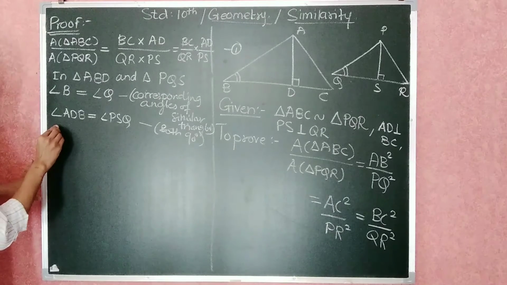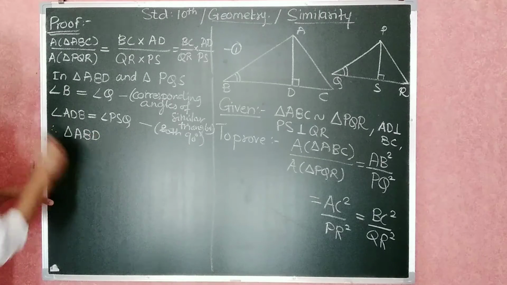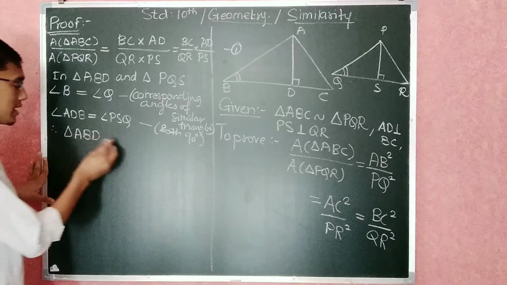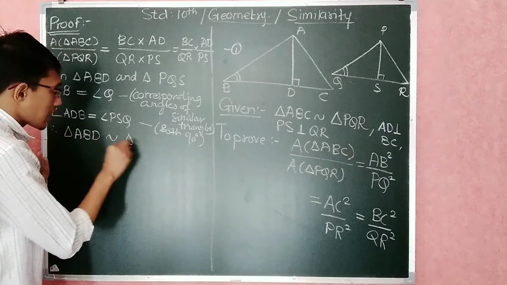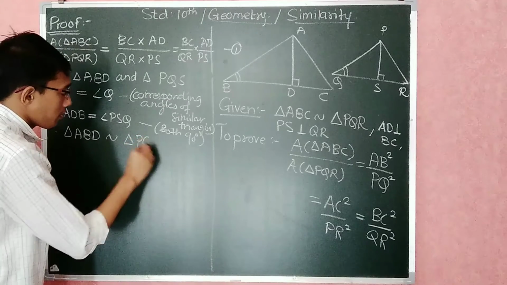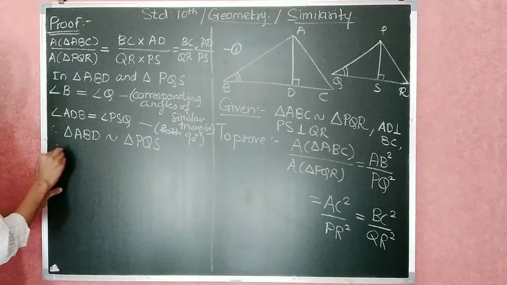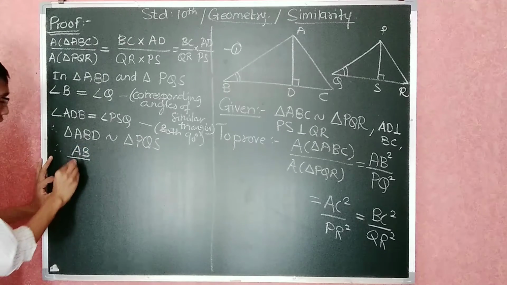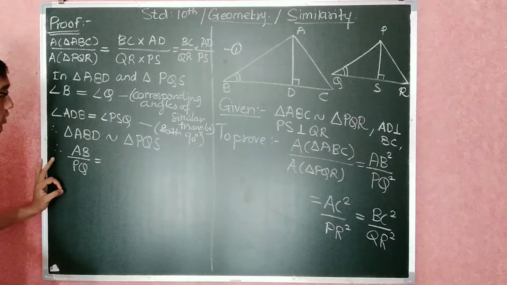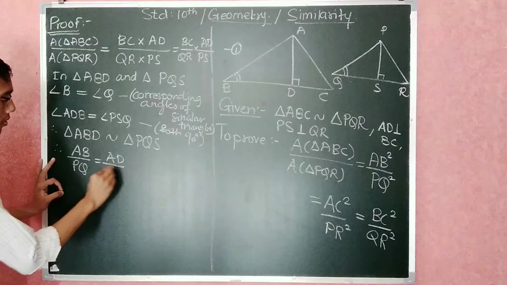triangle ABD is similar to triangle PQS. So we can write AB upon PQ is equals to AD upon PS.